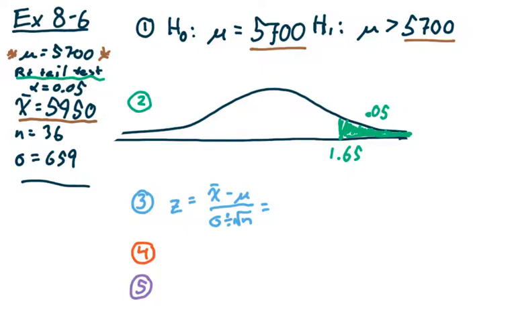We find this critical Z value, 1.65. And so we're predefining what the critical region is, and then we're going to go to step 3, which is to compute the test value. So we do this computation, we plug in 5,950 in place of x-bar. We have 5,700 as the projected or hypothesized value for the average that we're comparing this parameter to.